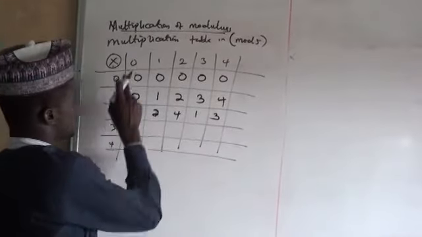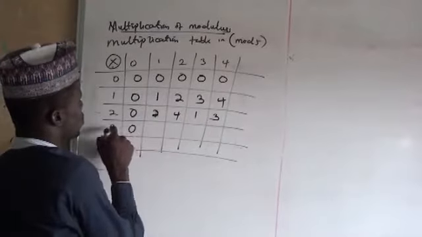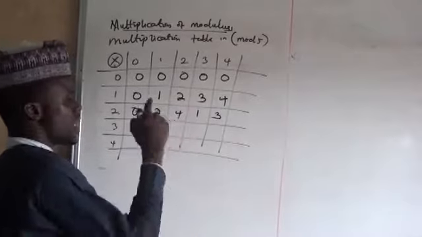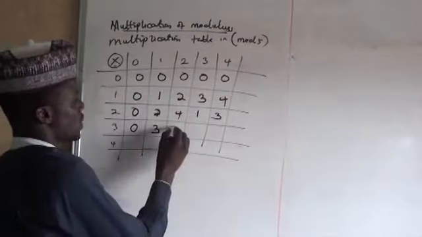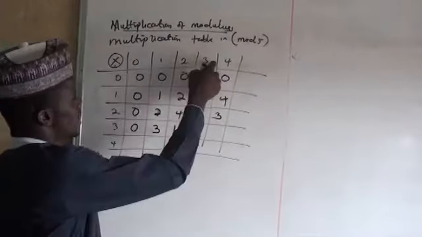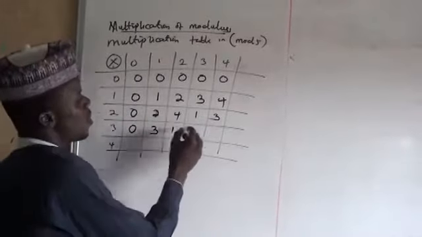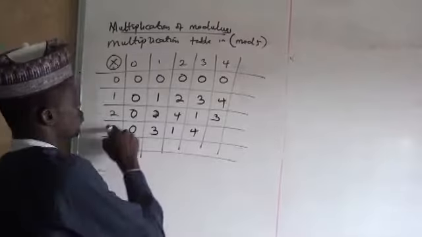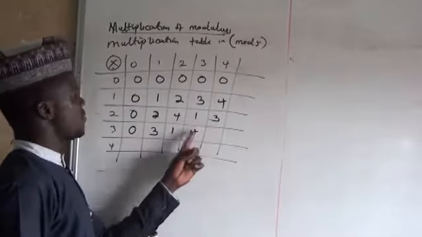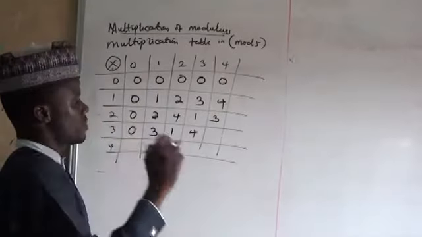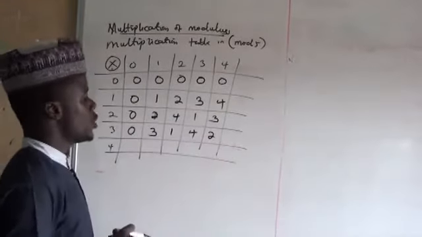Now we say 3 times 0 is 0, then 3 times 1 is 3, 3 times 2 is 6. 5 into 6, 1 remainder 1, so we write the remainder here. Then 3 times 3 is 9, 5 into 9, 1 remainder 4, so here we write 4. Then 3 times 4 is 12. 5 into 12 goes 2 times remainder 2, so here we write 2.